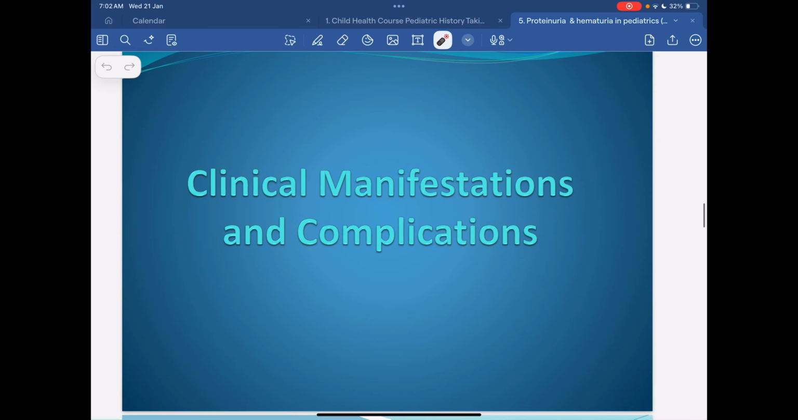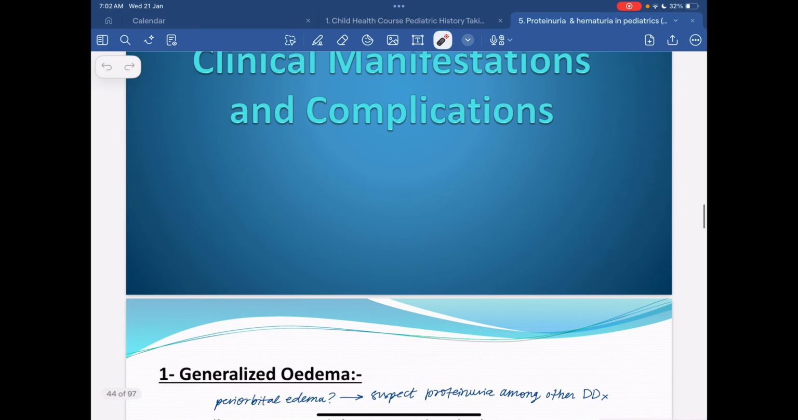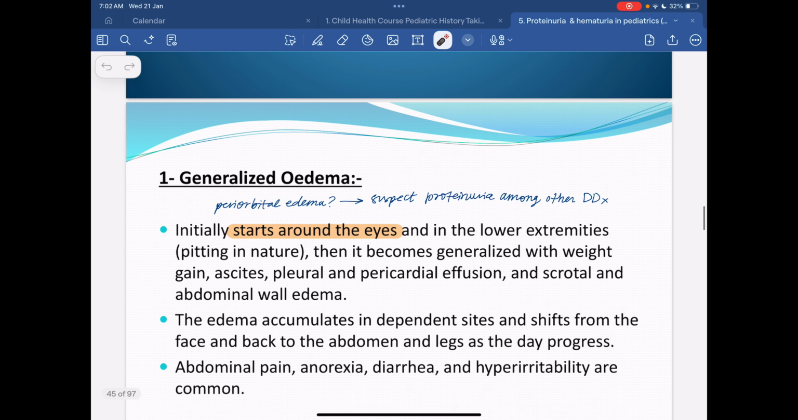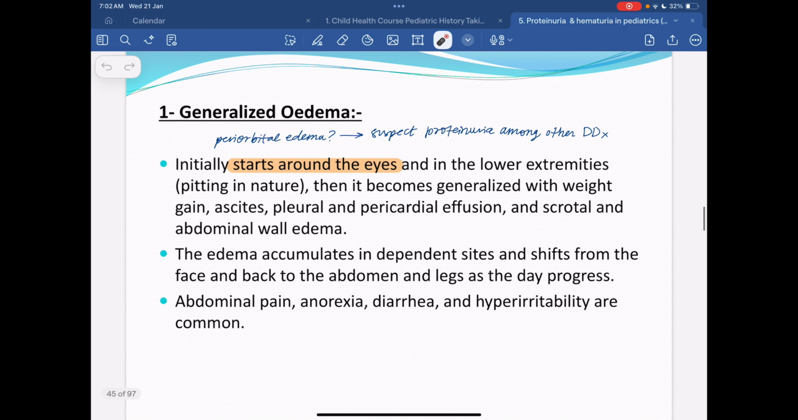Now, what are the clinical manifestations and complications of nephrotic syndrome? We know them زي ما شرحناهم قبل. Generalized edema. So أول ما تشوفون periorbital edema, you need to suspect proteinuria among your differential diagnosis. So بتكون مثلا hypothyroidism, ما أدري allergy. Also فكروا هذا لأنه very dangerous.